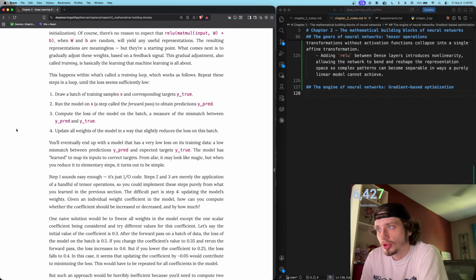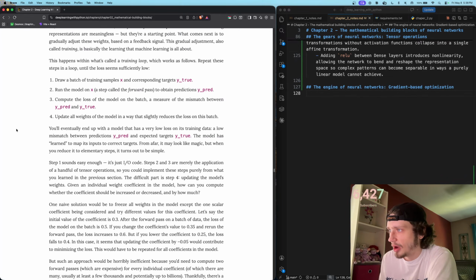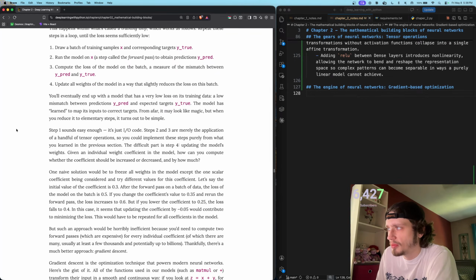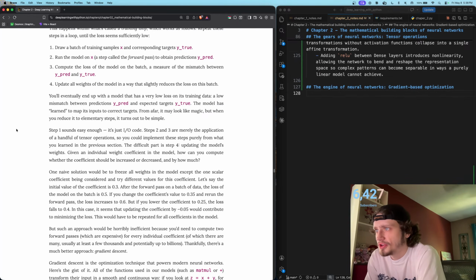The model has, quote, learned to map its inputs to correct targets. From afar, it may look like magic, but when you reduce it to elementary steps, it turns out to be simple. Step 1 sounds easy enough. It's just input-output code. Steps 2 and 3 are merely the application of a handful of tensor operations, so you can implement these steps purely from what you've learned in the previous section. The difficult part is step 4, updating the model's weights. Given an individual weight coefficient in the model, how could you compute whether the coefficient should be increased or decreased, and by how much?